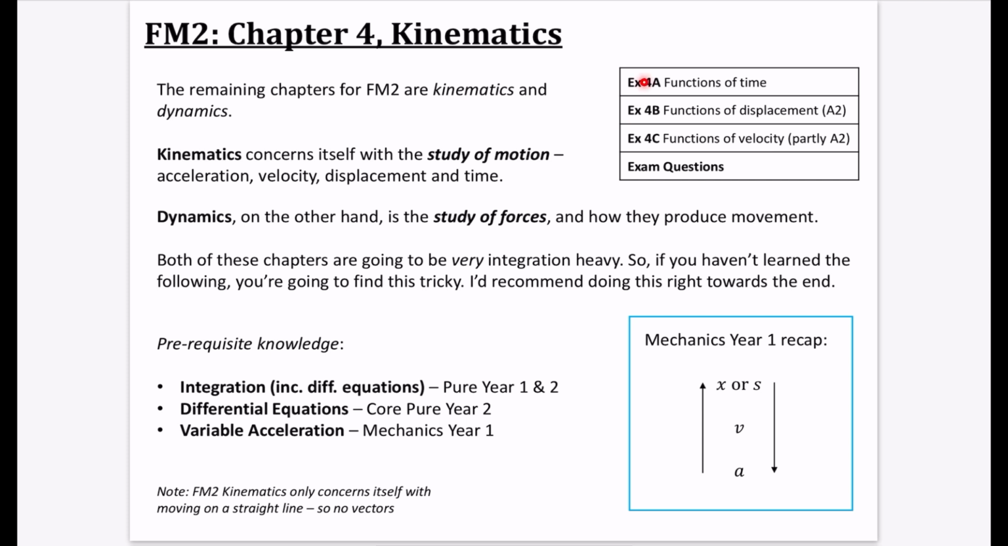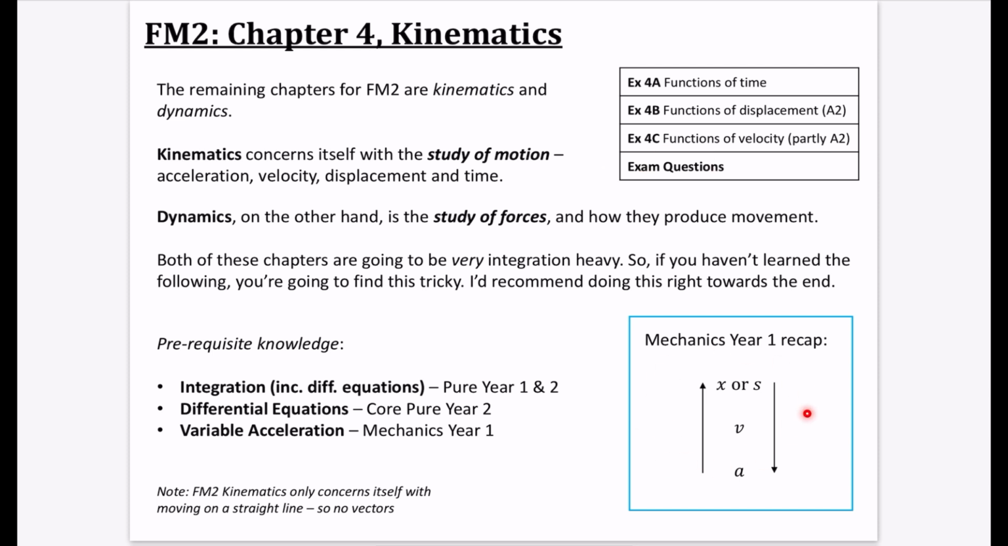So there's only 3 exercises for this. We look at 3 different kinds of kinematics. We do it where the thing that we're studying, whether that's acceleration or velocity, is a function of time. Then we do it where it's a function of displacement, which is only in A2, and then functions of velocity. And I've said this is partly in A2, because if you look in the textbook, you'll see that some of the questions have got some A2 integration in, but this is stuff that could come up in AS. Obviously, the integration would be slightly easier for those if it was in an AS paper. And of course, as usual, I'll do some exam questions that come at the end.